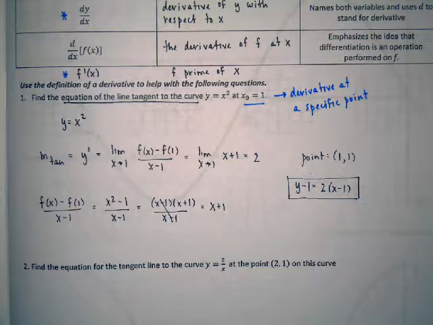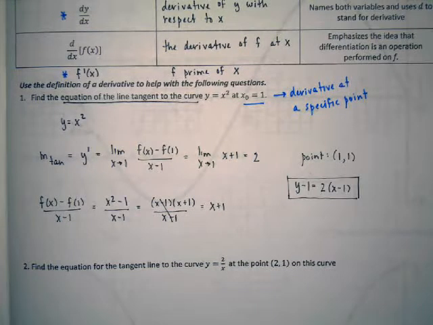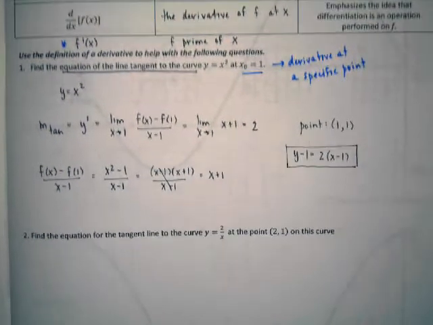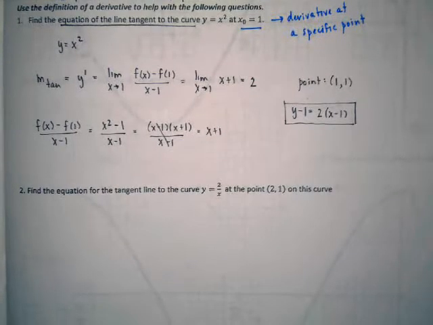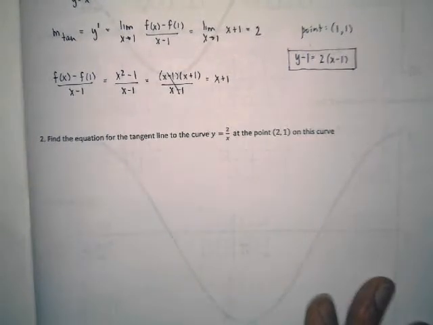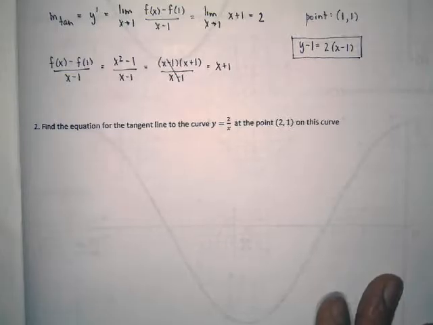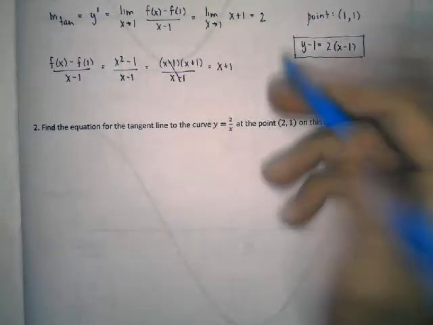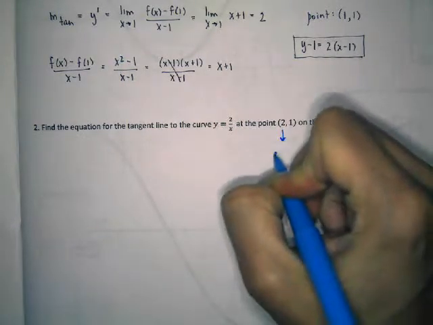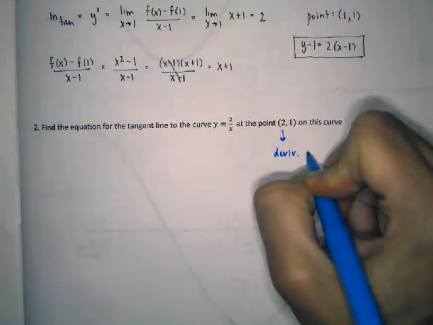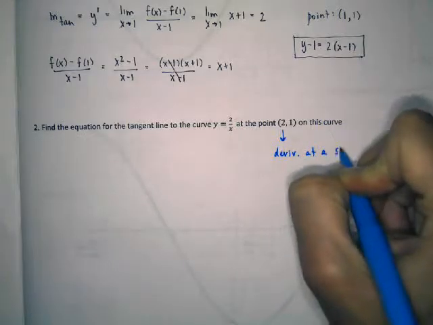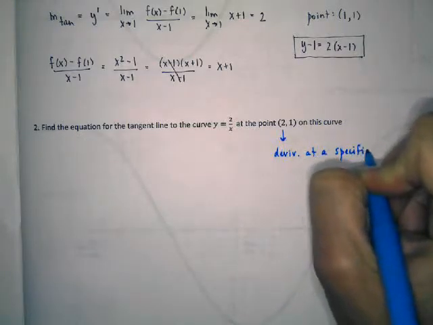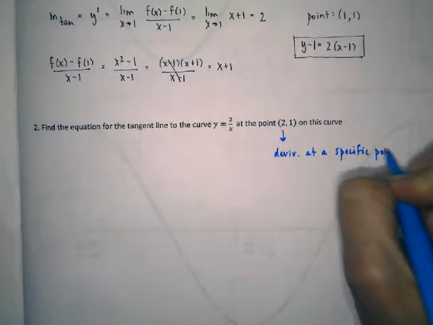Okay. We'll go ahead and do our last example, number 2. Again, same question here. We're finding the equation for the tangent line. This time our curve is y equals 2 over x, and we're taking it at the point (2, 1). So again, we're looking for the derivative at a specific point. So I'm going to use that formula, especially since it's new and we need the practice working with it.